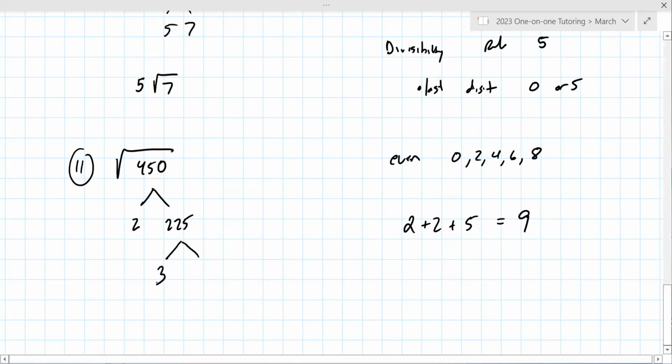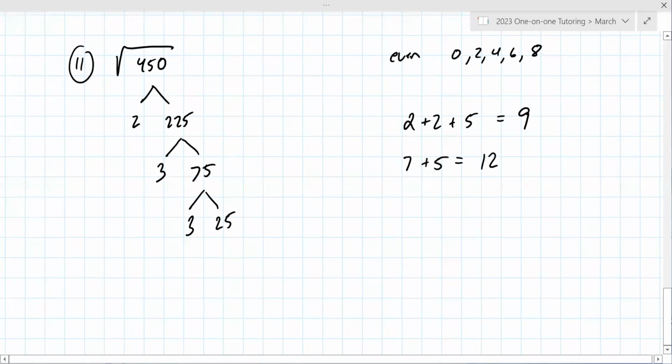So 3 and what number? That would be 75. Now you try it again. Is 75 divisible by 3? What is 7 plus 5? That is 12. That's divisible by 3. So we know 3 works again. 75 is 3 times 25.